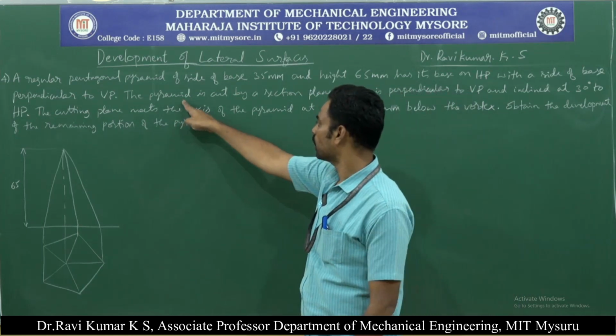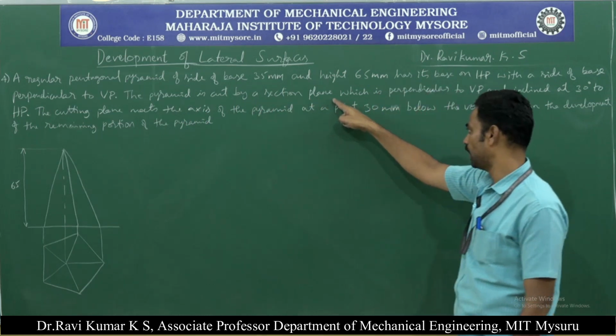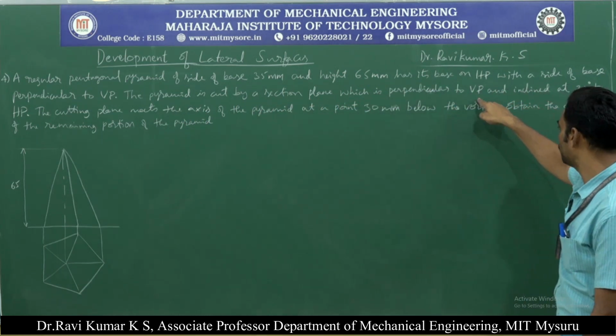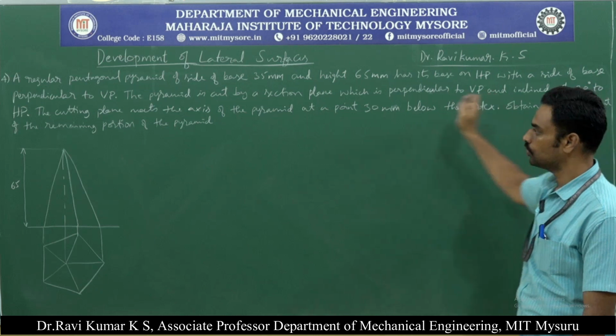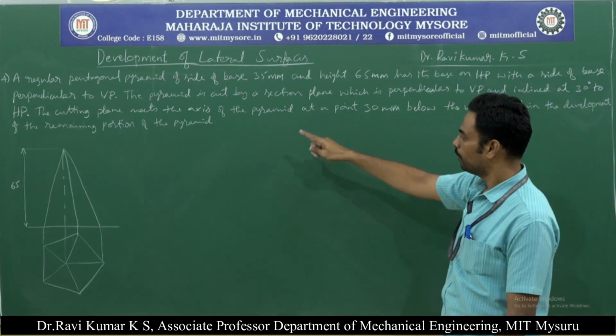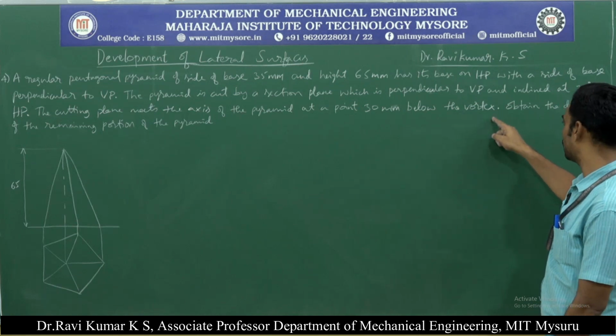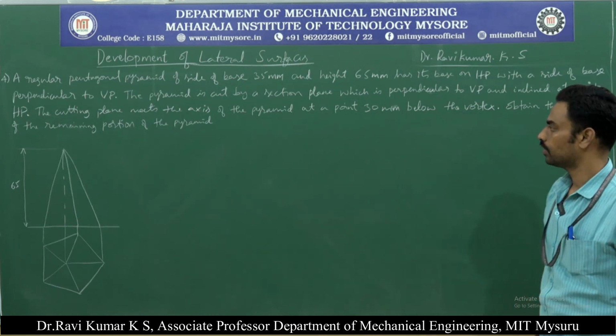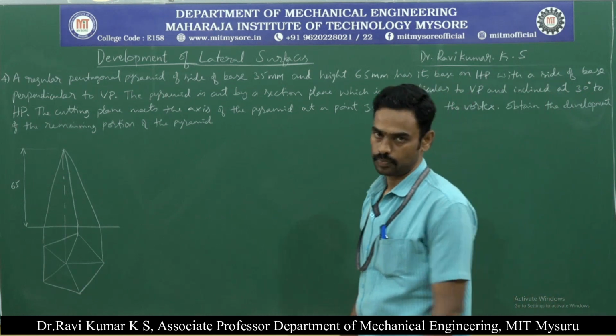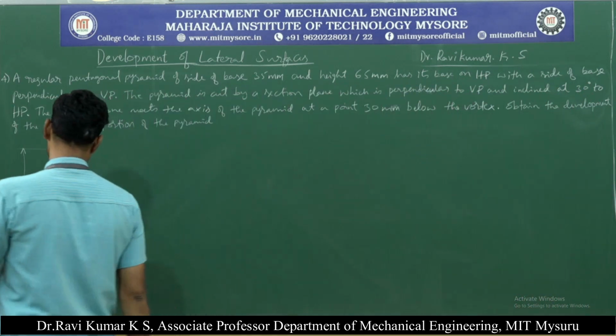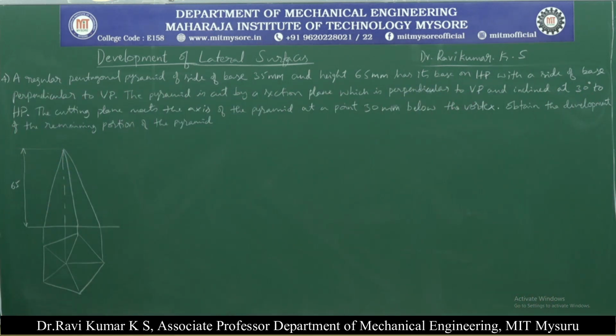Then the pyramid is cut by a section plane which is perpendicular to VP and inclined at 30 degrees to HP. The cutting plane meets the axis of the pyramid at a point 30 mm below the vertex. Obtain the development of the remaining portion of the pyramid. That is the problem. So this is the top view and the front view, which is already written.